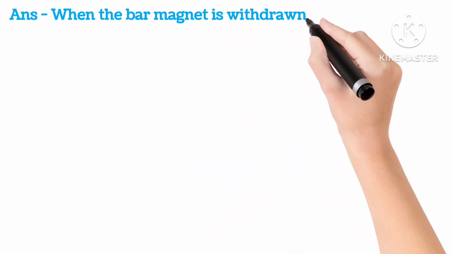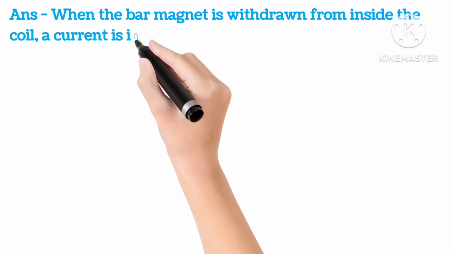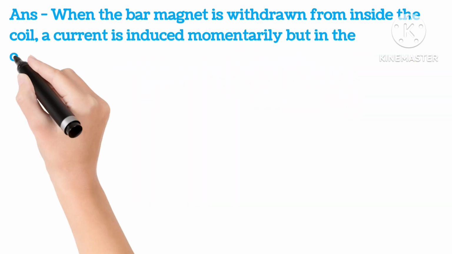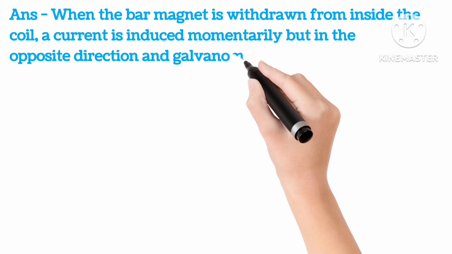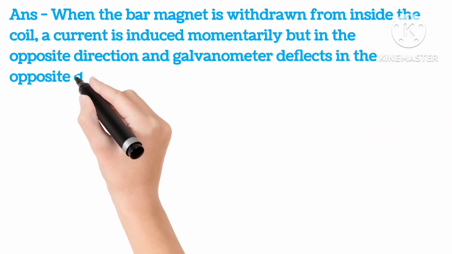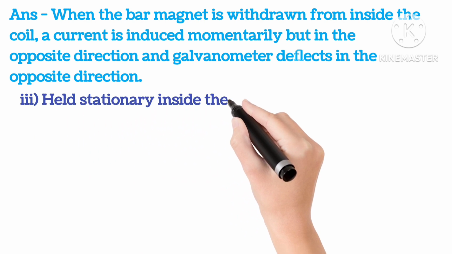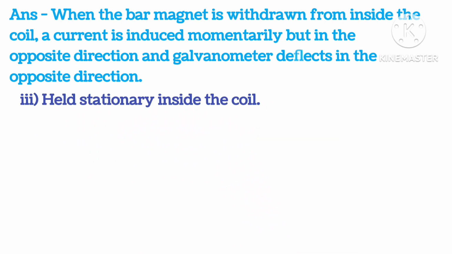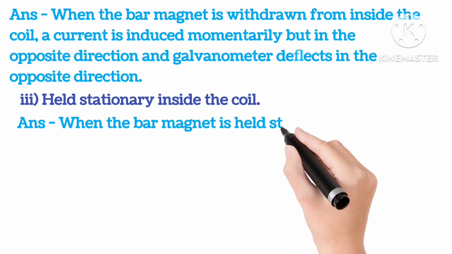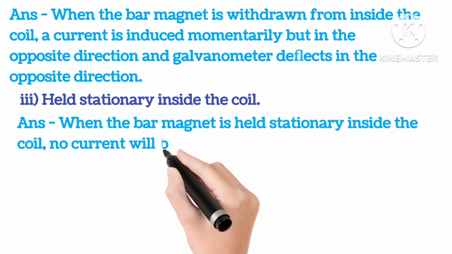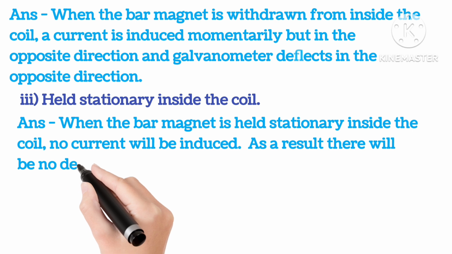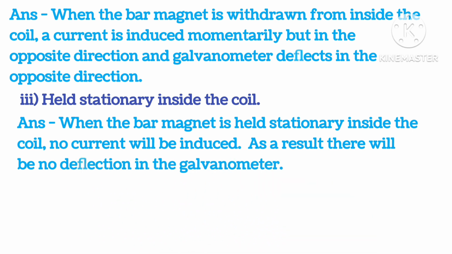When the bar magnet is withdrawn from inside the coil, a current is induced momentarily but in the opposite direction and the galvanometer deflects in the opposite direction. Third, when held stationary inside the coil. When the bar magnet is held stationary inside the coil, no current will be induced. As a result, there will be no deflection in the galvanometer.